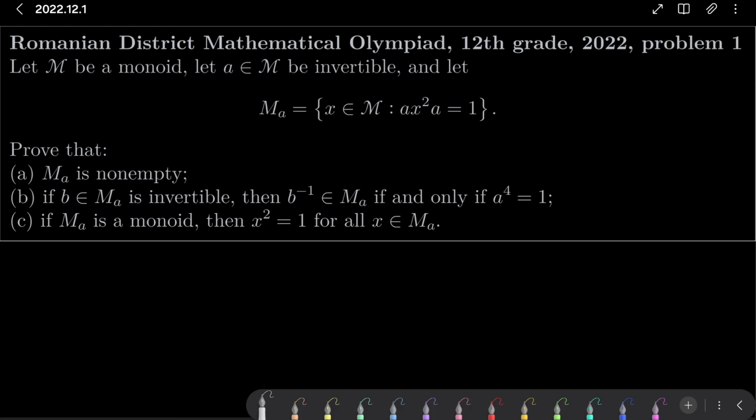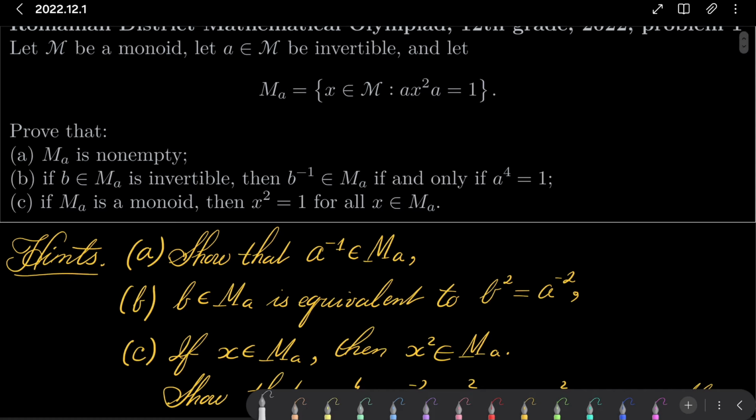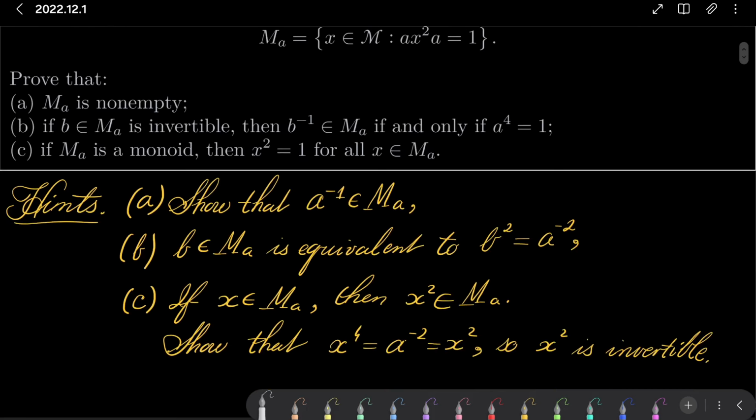So here are my hints. This problem is relatively easy. For part A, to show that our set is non-empty, show that A inverse is in M sub A. B. Notice that saying that B is in our set M sub A is equivalent to saying that B squared equals A to the minus second power, which makes sense because A is invertible, so it makes sense to raise it to the minus second power.